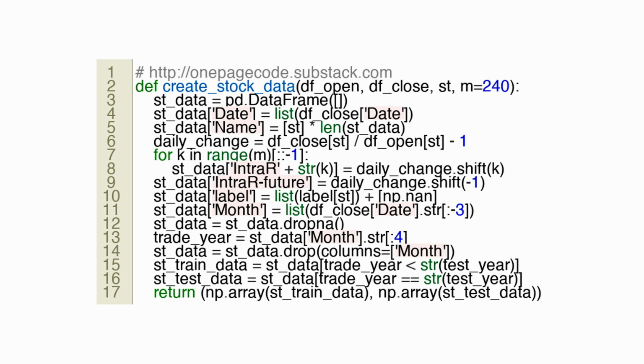The last two columns, month and trade year, are added by first extracting the month and year from the date column and then dropping the month column. The resulting data frame is then filtered by the trade year for the test year. The function finally returns two arrays, one with the training data and one with the test data for the stock.